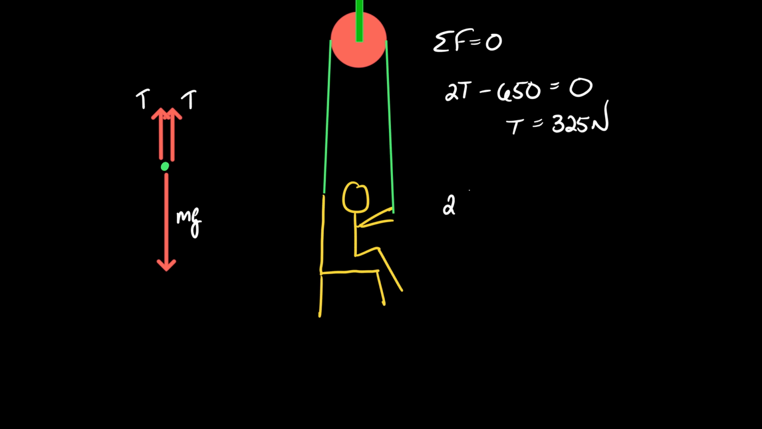But we'll get 2 times 400 minus 650 equals 65a, since this is now a net force equals ma problem. This will tell you what the acceleration of the person is upwards.